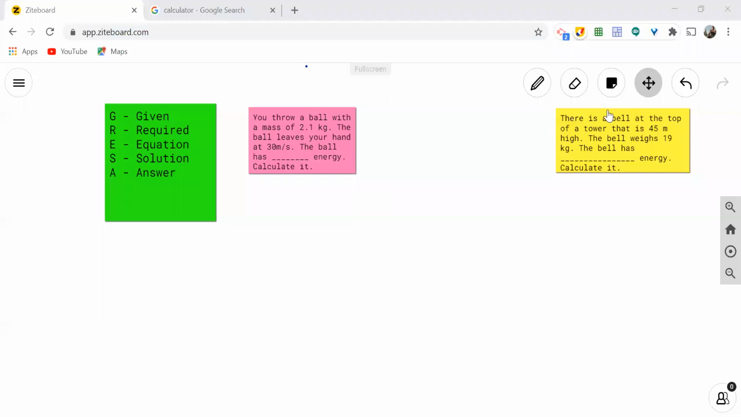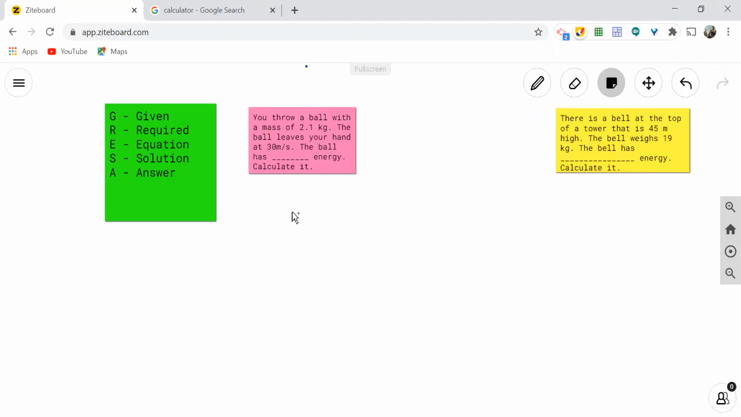Here we have the first problem. You throw a ball with a mass of 2.1 kilogram. The ball leaves your hand at 30 meters per second. The ball has blank energy. Calculate it. The very first thing that we need to do is to analyze the problem.